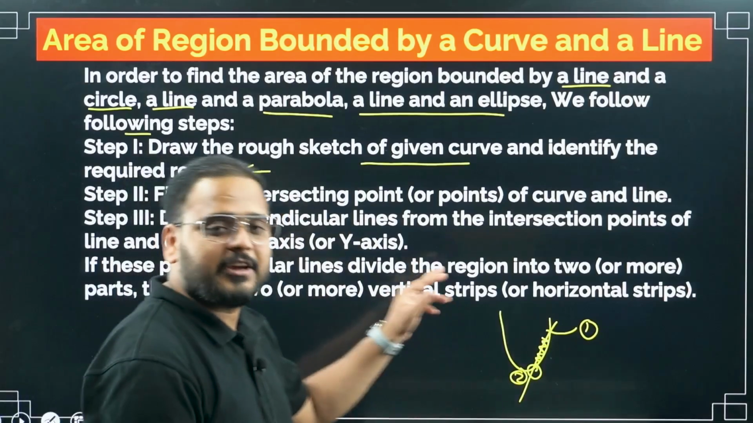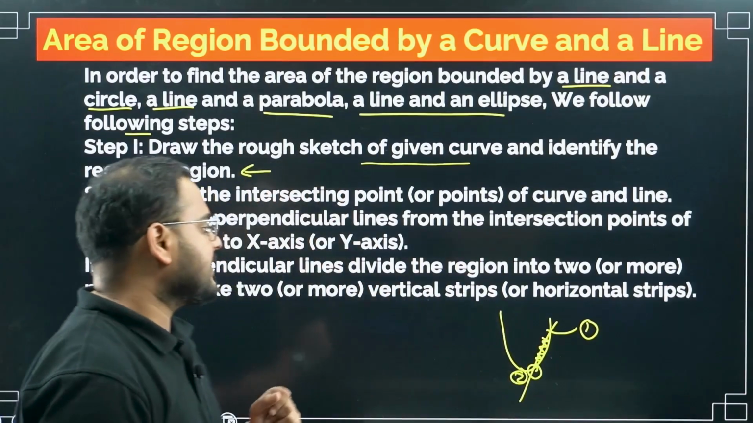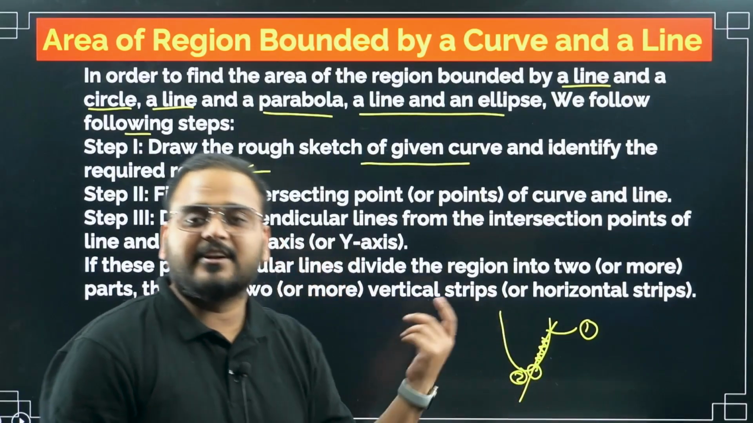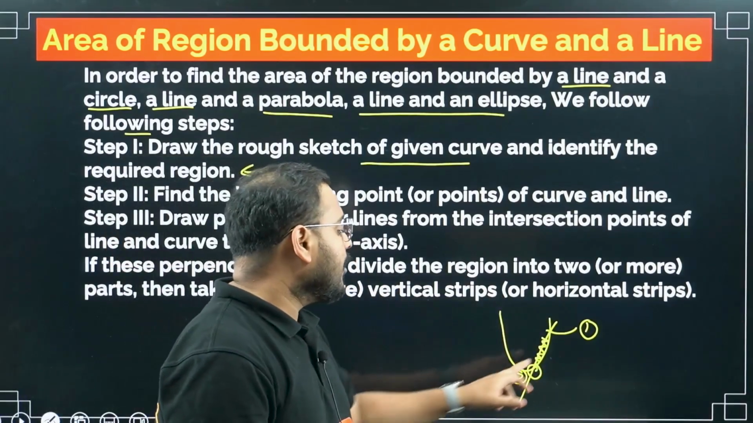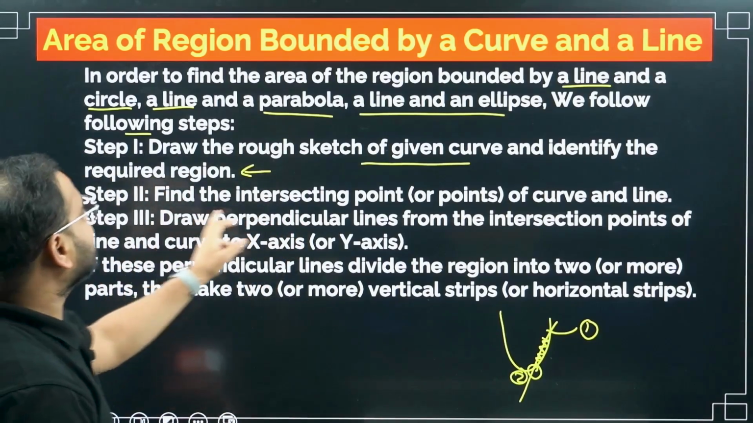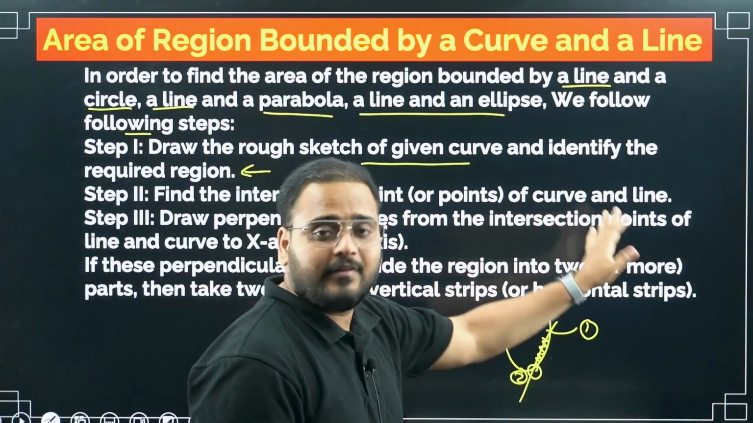Okay, you'll see I've taken an example of that. I'll show you in the coming slides how we find the coordinates of these 2 points of intersection of the curve, whether it is a circle, ellipse or parabola, with the line. Very simple, not that difficult. So find the intersecting point or points of the curve and the line.